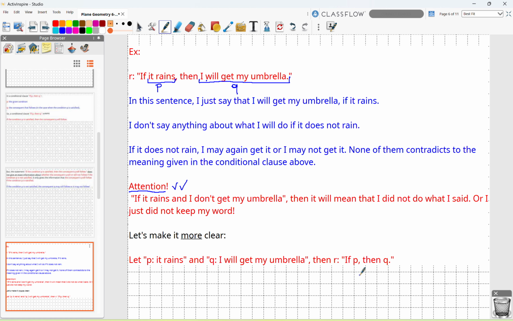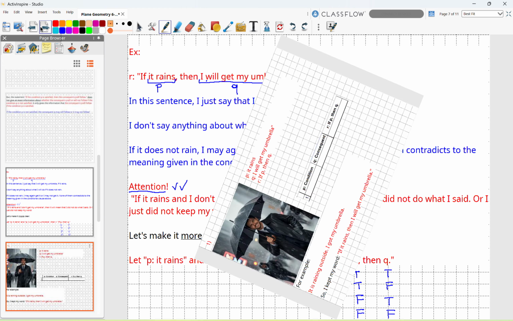So this proposition if P then Q has four cases: when P is true and Q is true, when P is true and Q is false, when P is false and Q is true, when P is false and Q is false. I will now check in the following pages. I will check each of these four cases one by one.